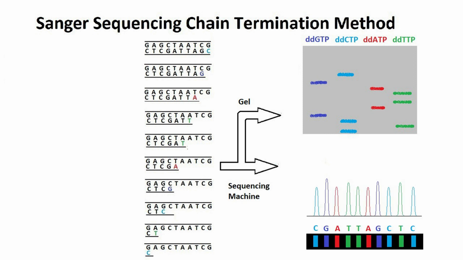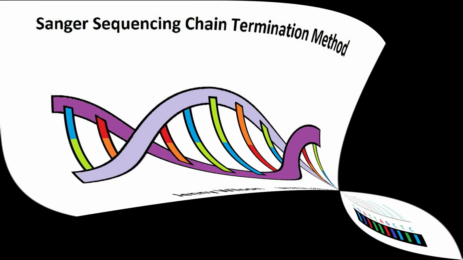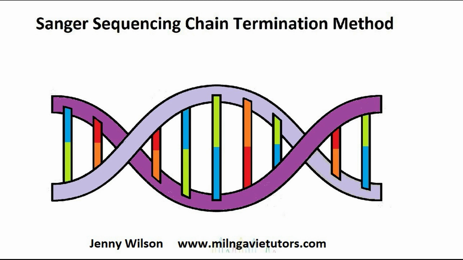It can even be done in a machine where the analysis is carried out and could end up with a result like this, with the smallest particles moving furthest through to the right, and get the DNA sequence that way. So I hope that has helped you to understand the Sanger sequencing chain termination method for sequencing DNA.